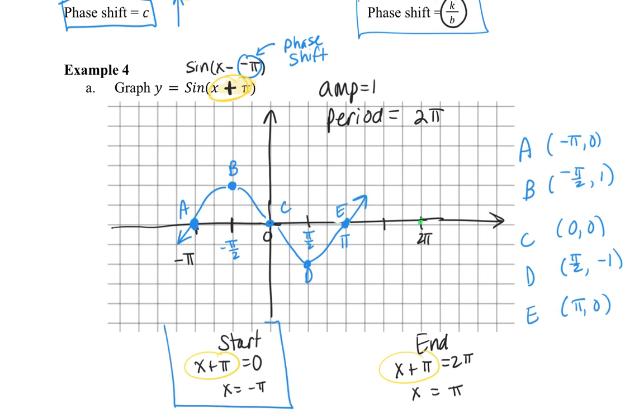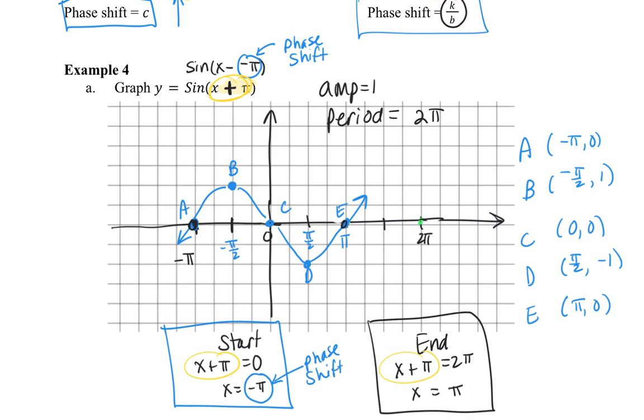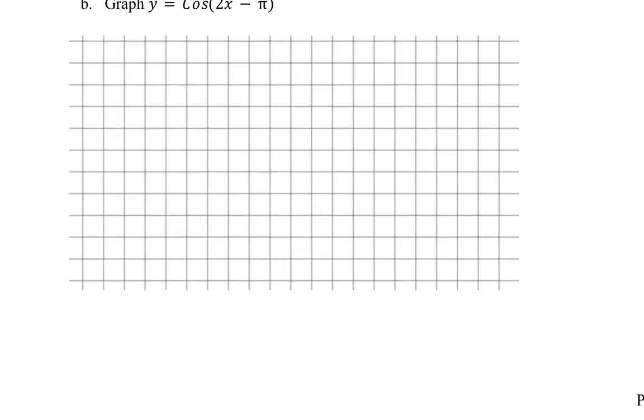So we just think about the new start. When we solve for x, that is the phase shift. That's shifted over horizontally by negative pi. And then the new end just helps us to make our graph, and then we take the start and the end and just split that into 4 equal segments. And then we put in our key points. All right, let's do one more.